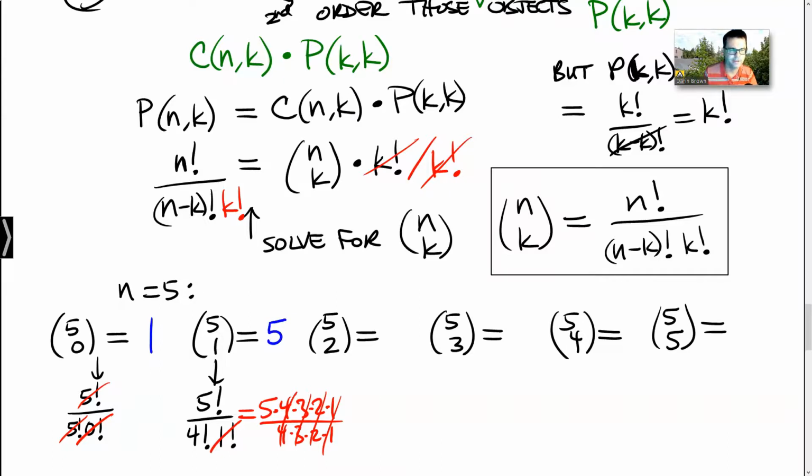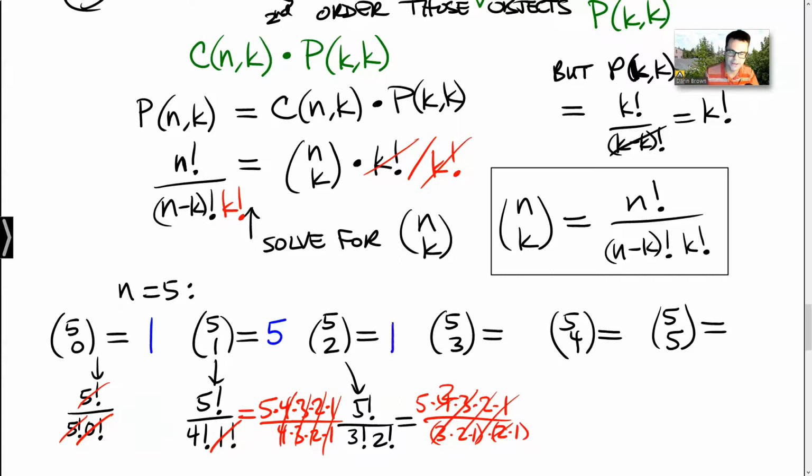So 5 choose 1 is equal to 5. What about 5 choose 2? Well, this would be 5 factorial over 5 minus 2 factorial, so 3 factorial, 2 factorial. So notice the pattern here: 5, 0, 4, 1, now 3, 2. And this is 5, 4, 3, 2, 1 over 3, 2, 1 times 2, 1. Okay, 3, 2, 1 goes out. Now 5, 4, 2, 1, 2. 5 times 2 then is 10. So this is 10.